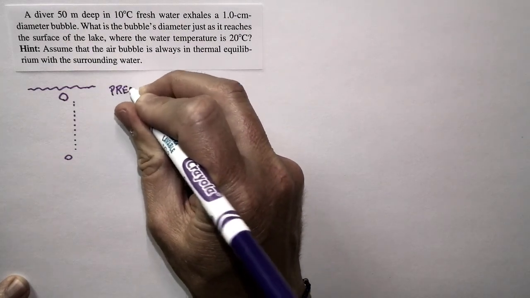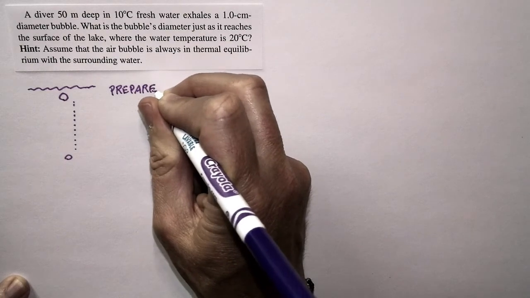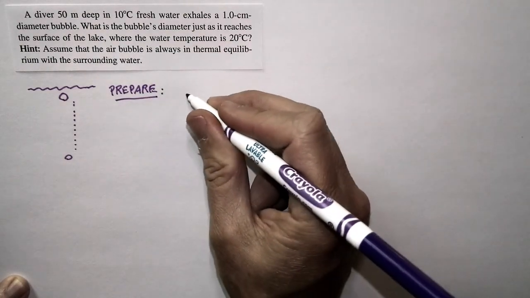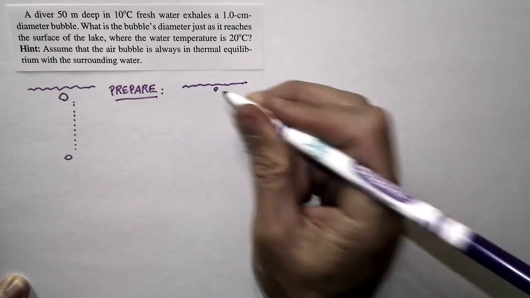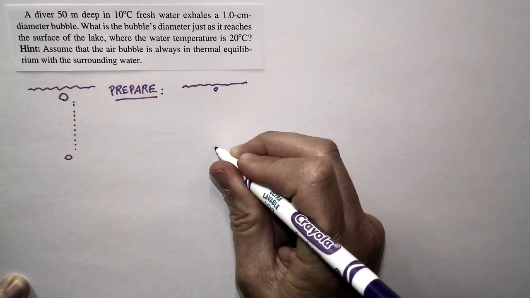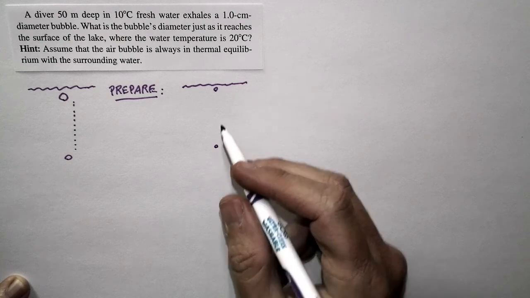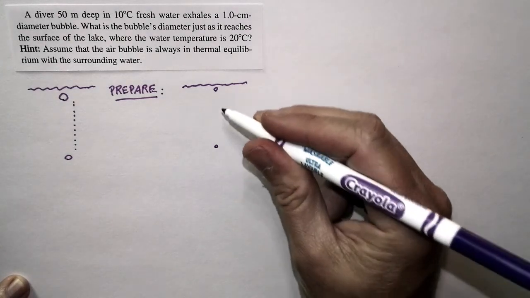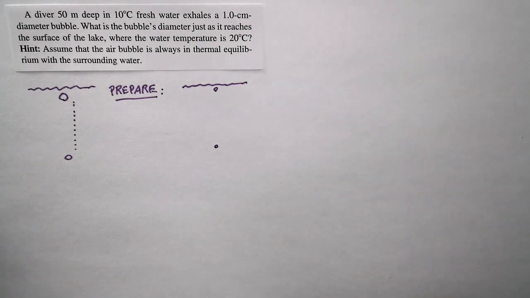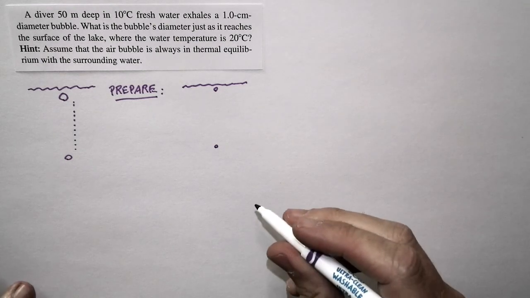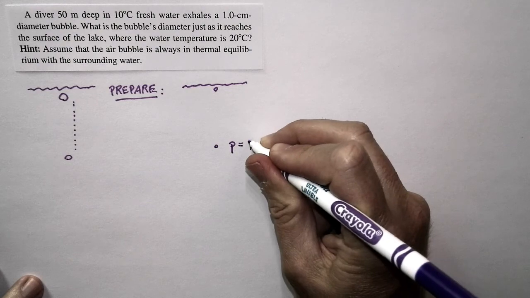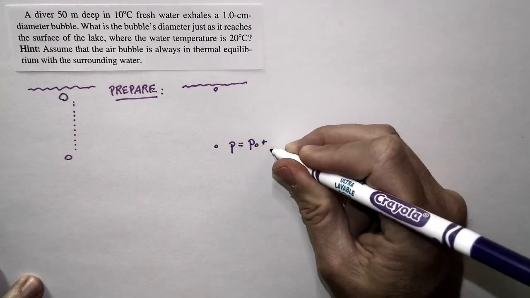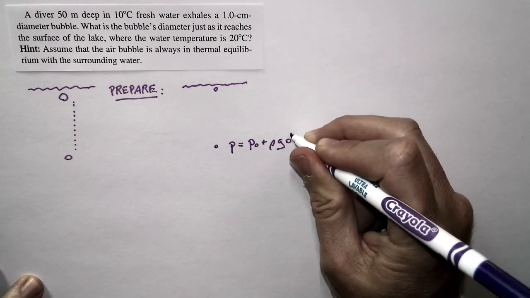Now let's do our preparation. We'll prepare by doing this. Here's the bubble at the surface, and here's the bubble deeper down right here. Clearly, there's a higher pressure here than there is here. And we have a relationship that was given in chapter 13 of the pressure at depth. The pressure at depth is equal to the pressure at the surface plus rho times g times d.